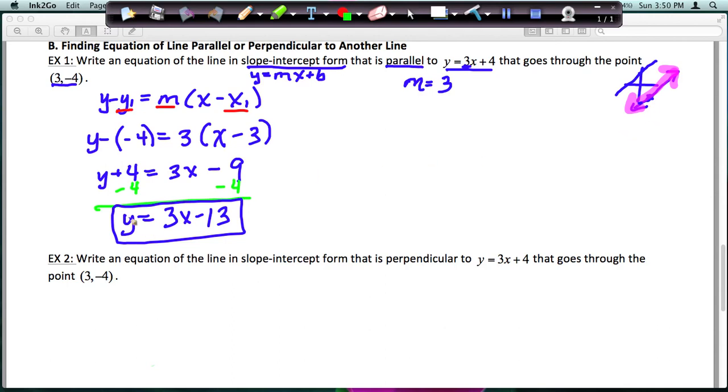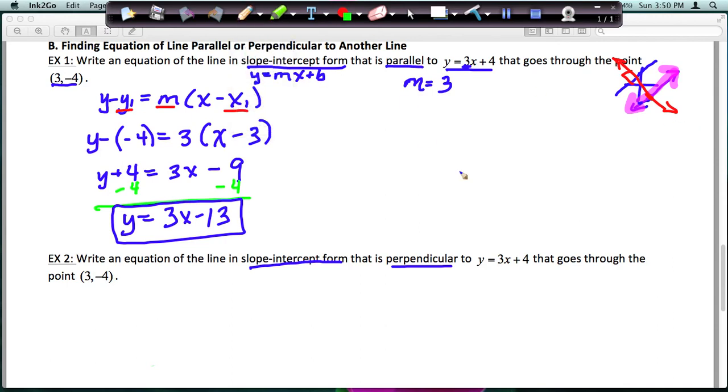All right, example 2, same idea. Write the equation of the line, also in slope-intercept form. That just means put your answer in that form. That is perpendicular. So remember we said if two lines are perpendicular, then their slopes are the negative reciprocal to each other. So in this case, I have the y equals 3x plus 4. I'm going to come up here. And it still goes through the point 3, negative 4. But I'm looking for the line that's perpendicular to it. So it goes through this point and it's perpendicular. Remember, that means it hits at a 90-degree angle. So I'm looking for the equation of that red line right there.